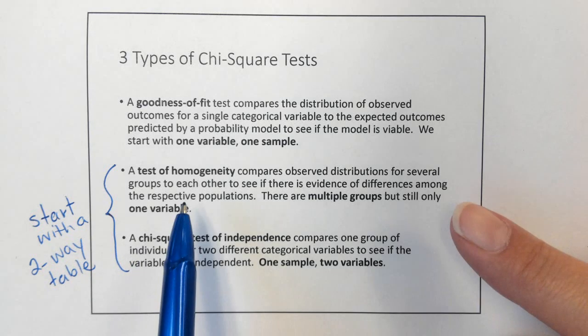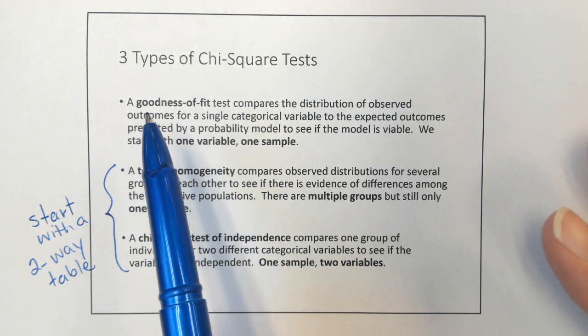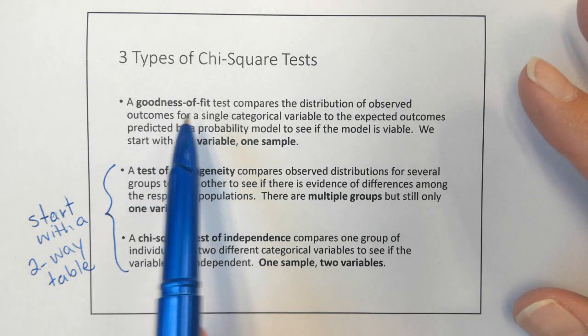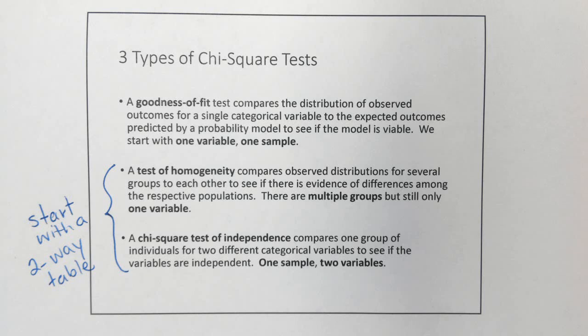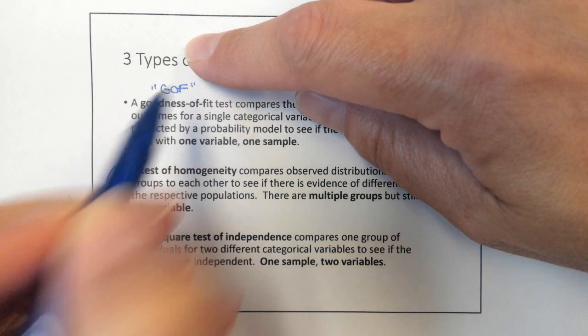We will learn the test of homogeneity and test of independence in the next lesson. So we're going to skirt over those for now and deal with just this first one, the goodness of fit test, which is the one that you would have seen in AP Biology if you've already taken that class. So goodness of fit, as grammatically incorrect as that is, is still the name of the test. We sometimes abbreviate that the GOF test.